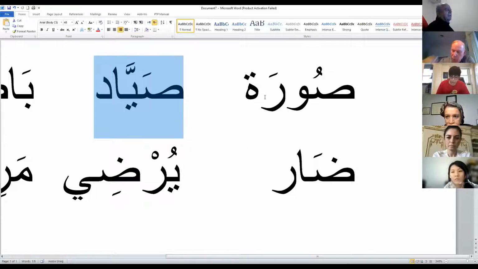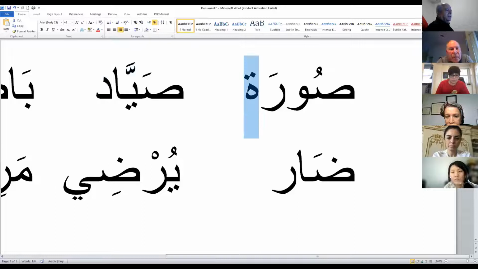This letter here is called ta marbuta. This usually is a sign that the word is feminine. Most words, to make them feminine, you add this ta marbuta, like muallim, muallima. It's like the letter hey in Hebrew, very much like hey in Hebrew.